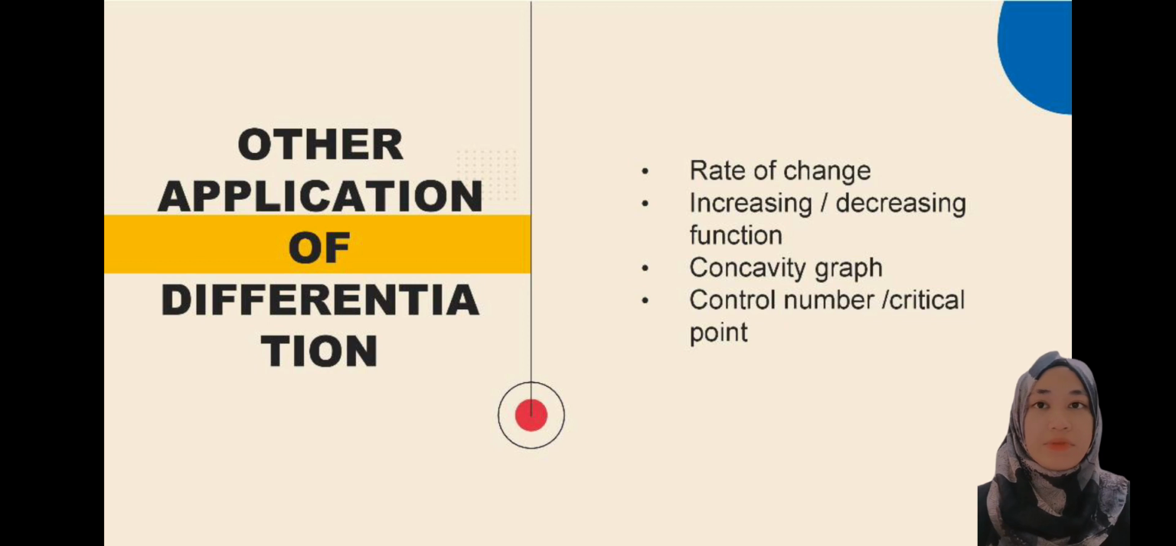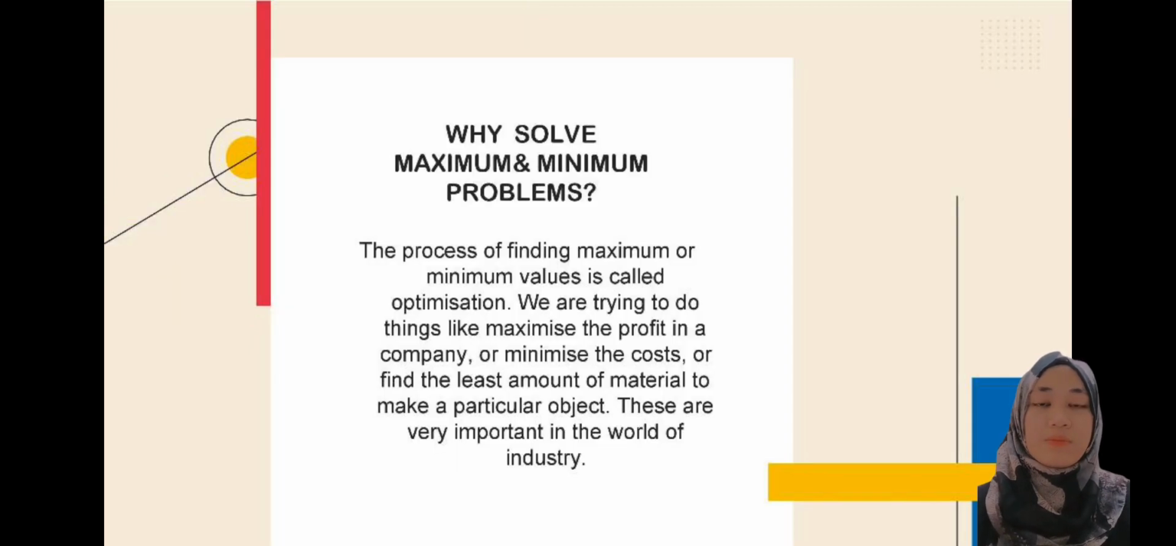Other applications of differentiation are rate of change, increasing and decreasing functions, concavity of graphs and critical points. For example, we use the differentiation method for concavity of graphs. We also use this method to find concave up and concave down. But for this question, we use differentiation to solve maximum and minimum problems.